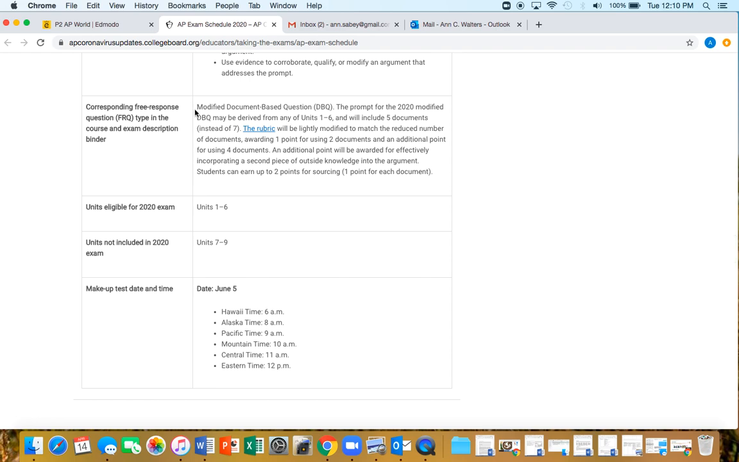So if you read this, it says a modified DBQ. The prompt for the 2020 modified DBQ may be derived from any of units 1 through 6 and will include 5 documents instead of 7. The rubric will be lightly modified to match the reduced number of documents, awarding 1 point for using 2 documents and an additional point for using 4 documents. An additional point will be awarded for effectively incorporating a second piece of outside evidence into the argument. Students can earn up to 2 points for sourcing, 1 point for each document.